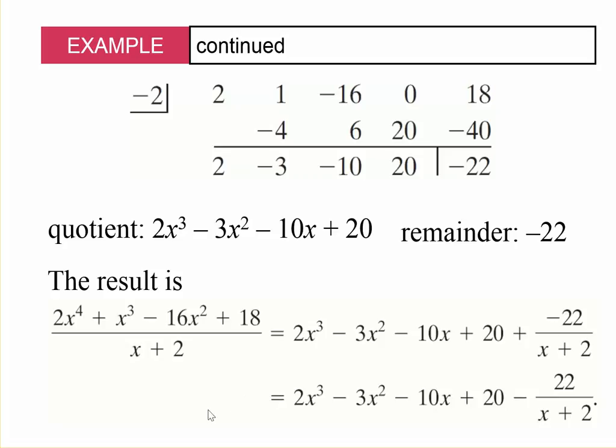Give the answer here, see if you guys agree, or if you want to ask me about it. Eventually, I get 2x cubed minus 3x squared minus 10x plus 20 minus 22 over x plus 2.